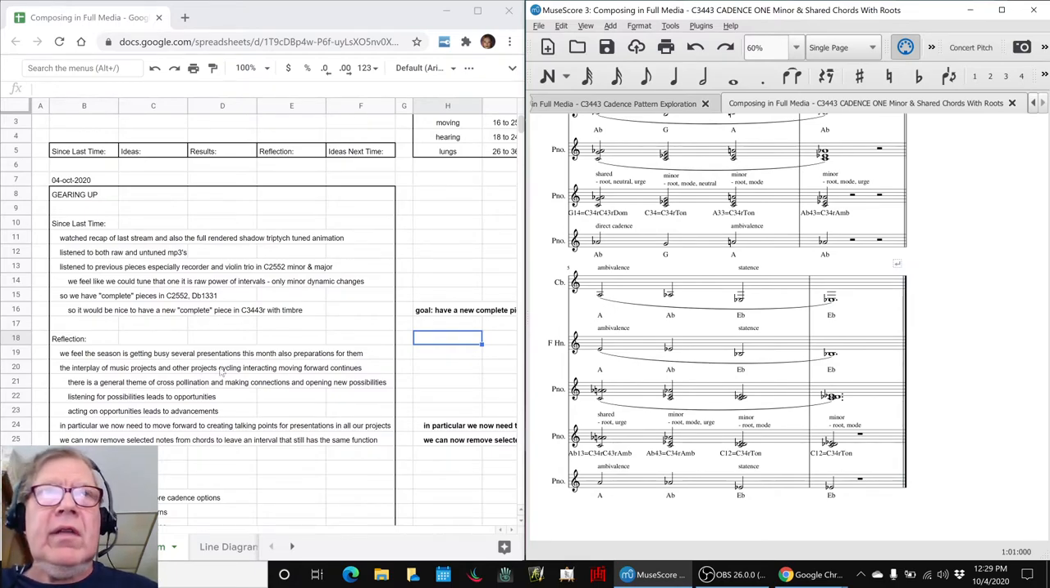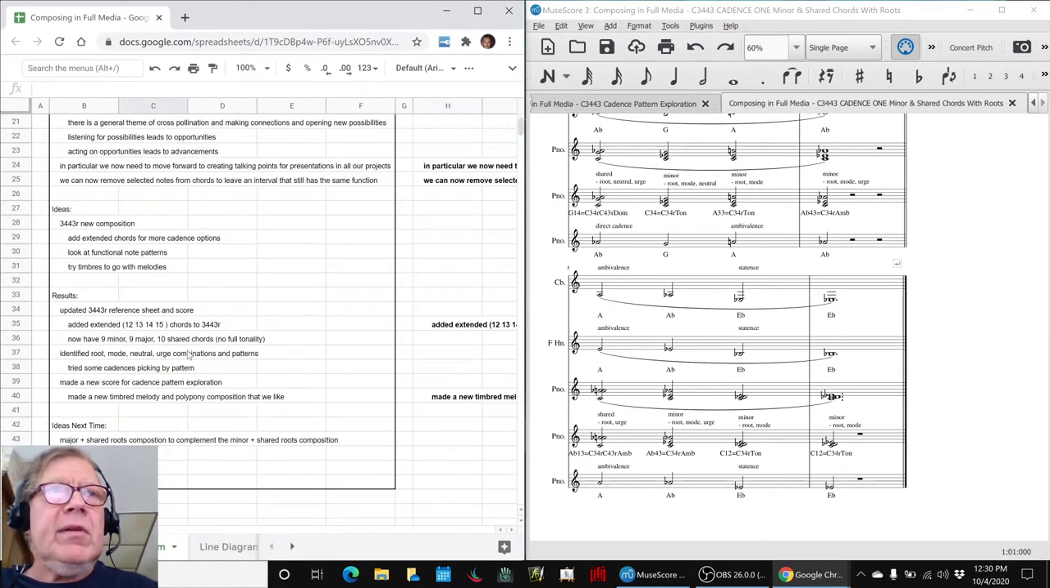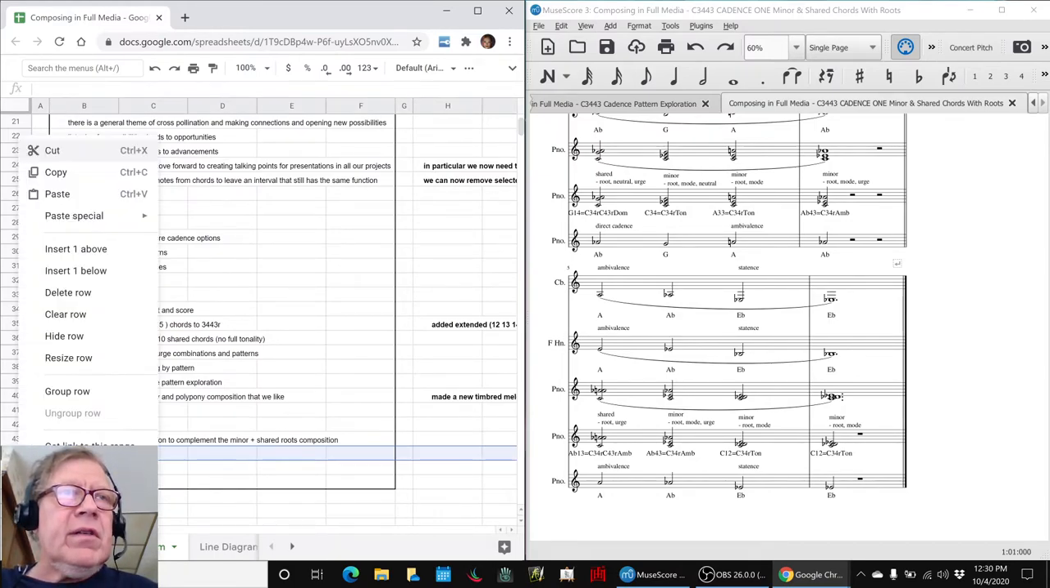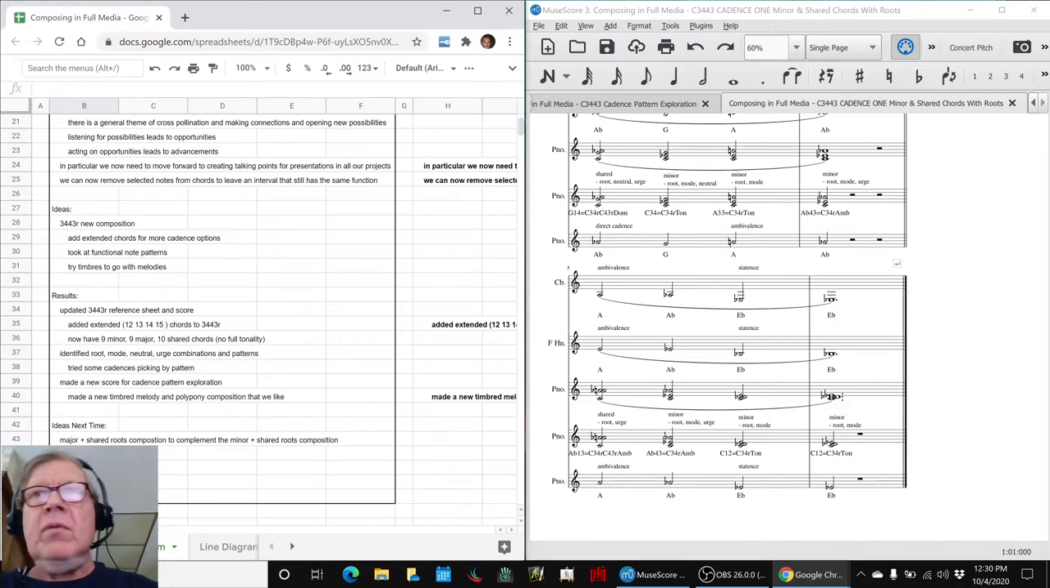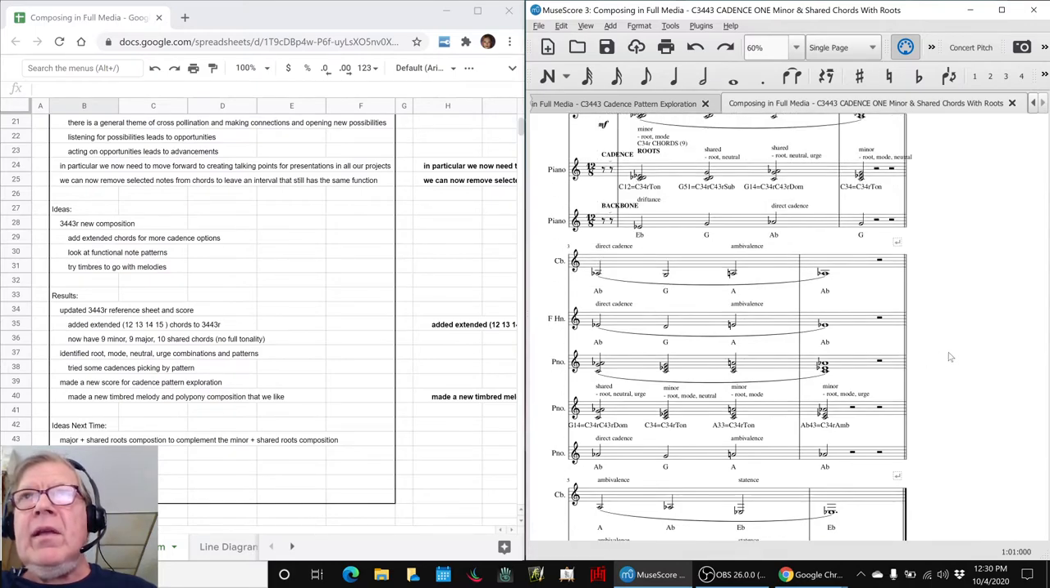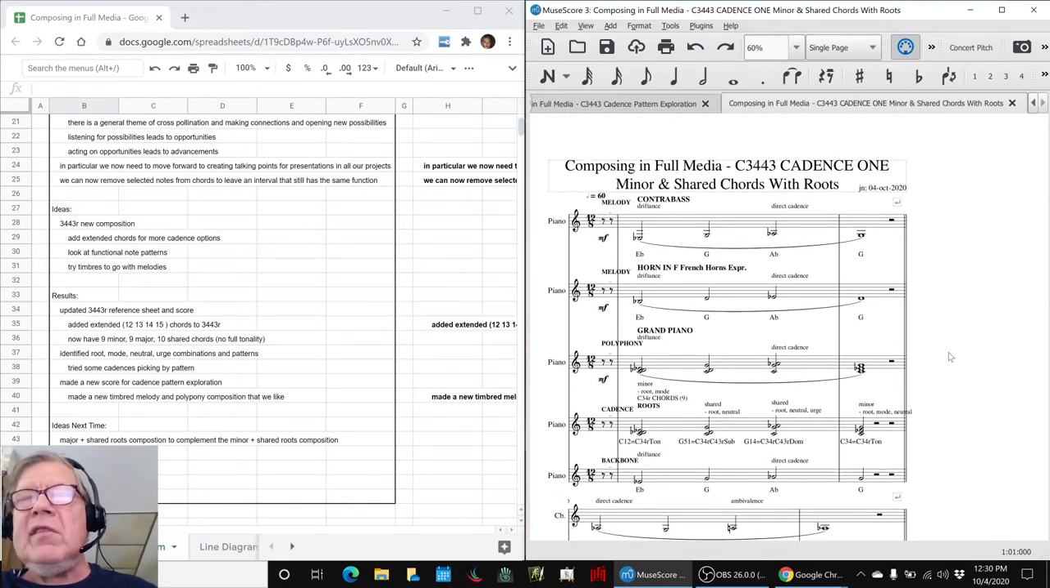So that concludes today's stream. As we said, ideas for next time are to look at a major plus shared roots composition, our good old favorite to be determined. But one of the things we noticed, we were thinking about adding an arpeggio line in here and with triplets, and then all of a sudden we realized that we were duplicating a melody accompaniment that we had done in the last stream, which is a pretty melody, but it's not one we want to duplicate here.